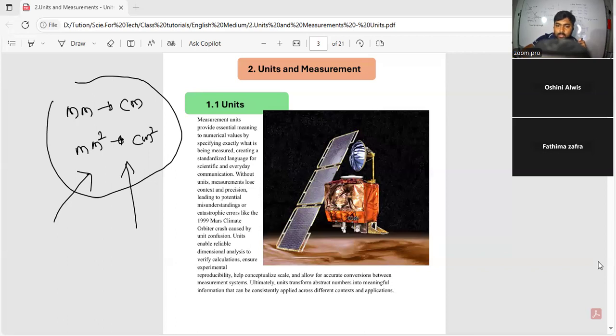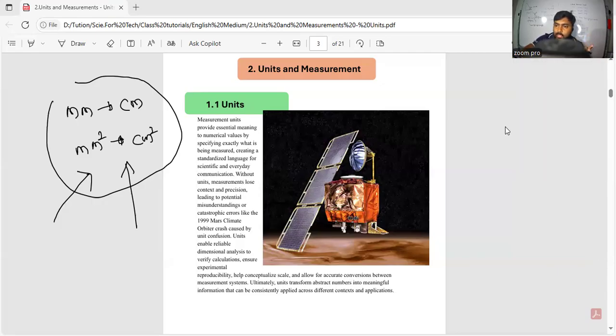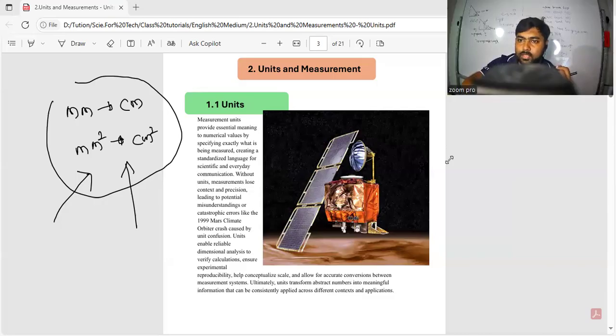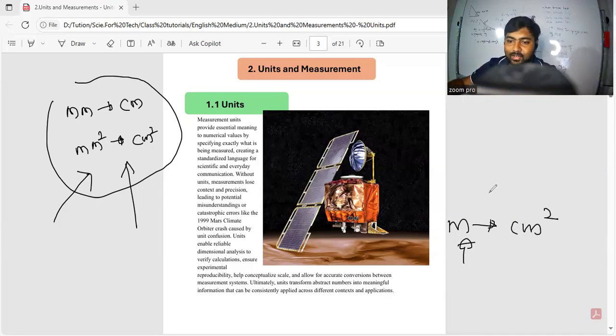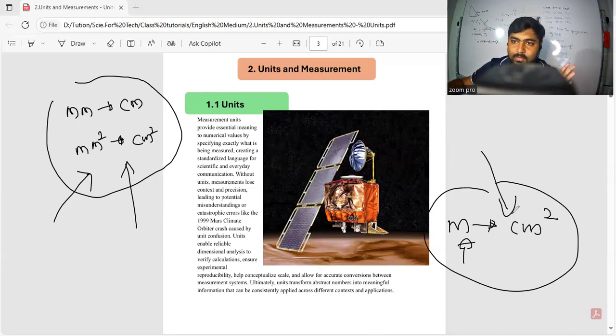You will get the competency, or the ability, to convert any unit into any kind of unit. Any kind of unit means you cannot convert millimeter into centimeter squared, because millimeter is measured in length and centimeter squared is measured in area. This kind of conversion you cannot do. If you have done it, that is 100% wrong.